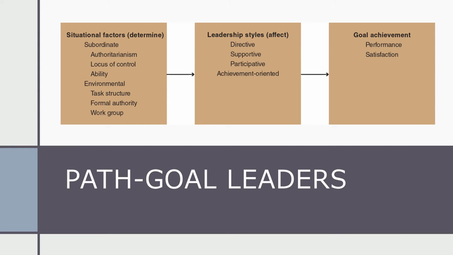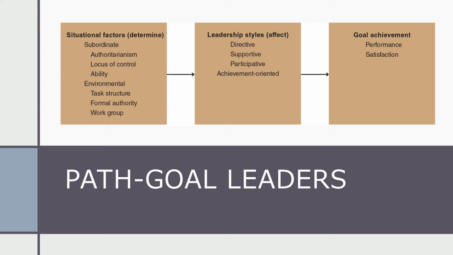House developed the Path Goal leadership model in the 1970s. Path Goal leaders determine employee objectives and achieve them using one of 4 styles. The focus is on how leaders influence employees' perceptions of their goals and the paths they follow to attain them. As shown in Figure 12.5, an adaptation of the model, House's model uses situational factors to determine which leadership style best achieves goals by influencing employee performance and satisfaction.